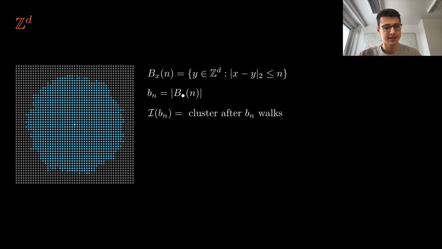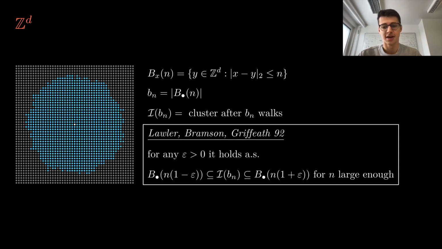It turns out that our intuition is actually true. In 1992, Lawler, Bramson, and Griffeath proved this. The cluster is essentially a ball. For any epsilon, we have that almost surely a ball of radius slightly less than n, precisely n times (1 minus epsilon), is contained in the cluster, here in red. And the cluster itself is contained in a slightly bigger ball, namely a ball with radius n times (1 plus epsilon), here in yellow.